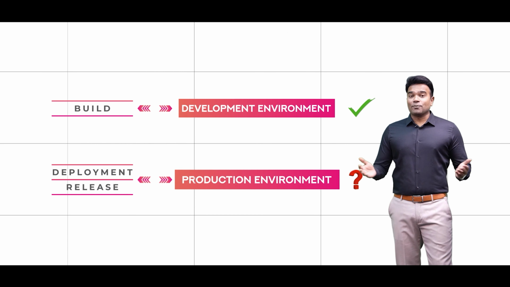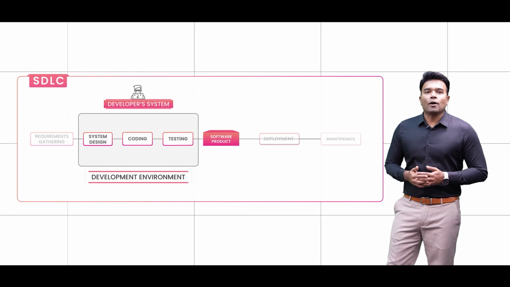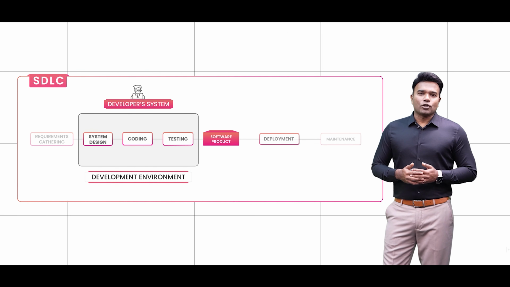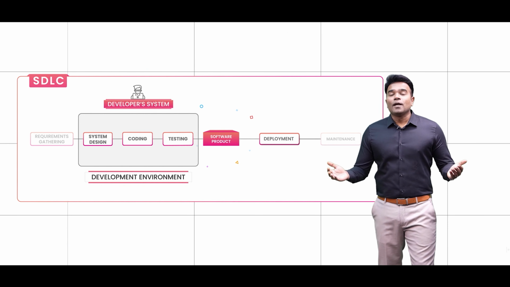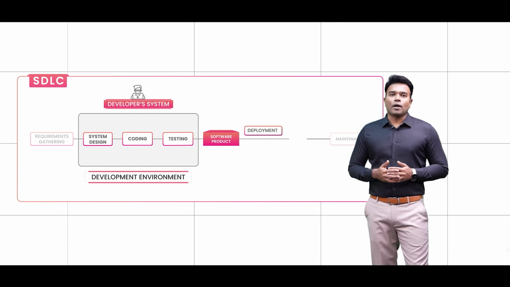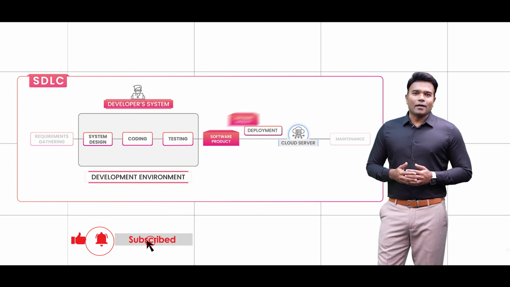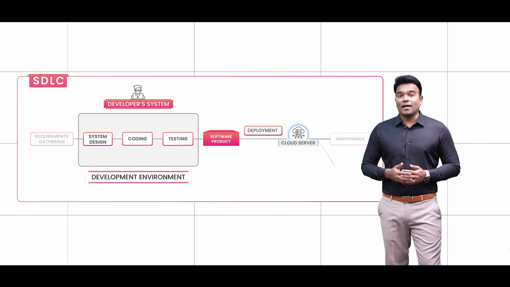But then what is a production environment? Let me explain. Once the software developer, by making use of the development environment, has prepared a fully functional software product, you know that the next phase is to deploy it on the cloud server. After all, if and only if the software product is deployed on the cloud server shall it actually be available for use by the end users.